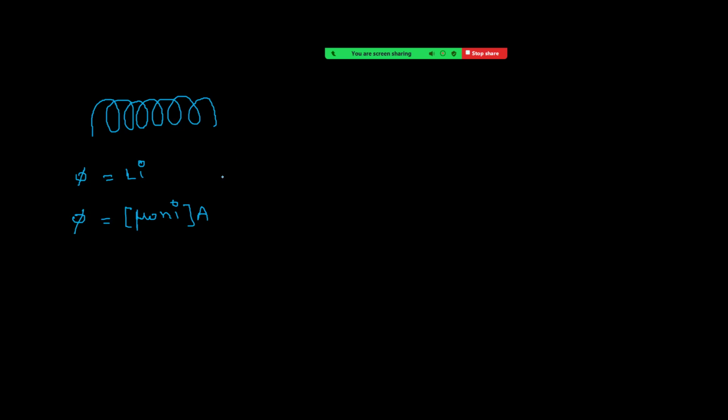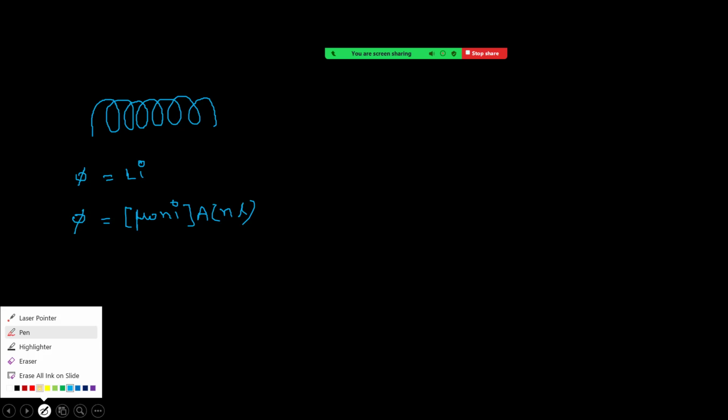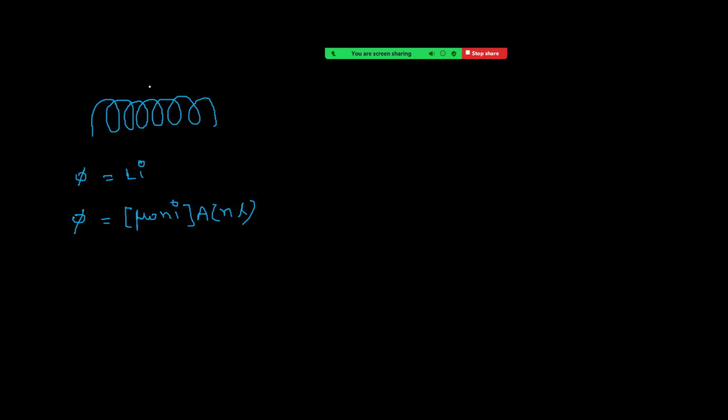Now see the number of turns. It is n into l. That means if you consider the length of the solenoid as l, then the number of turns will be the number of turns per unit length, n, into l. Right? That is what I have taken. So mu naught n i into A is the flux linked with one turn, into the number of turns. Right? Now this is equal to L into i. So i gets cancelled from this.